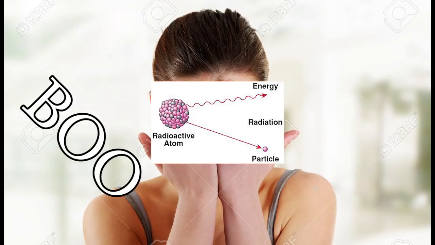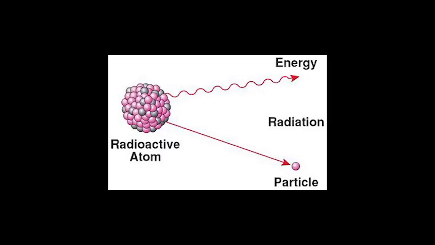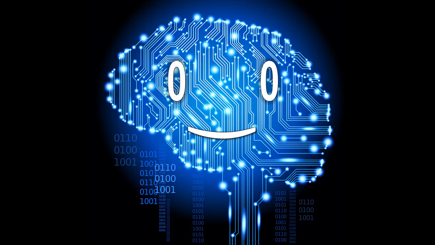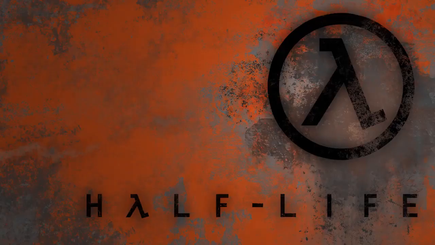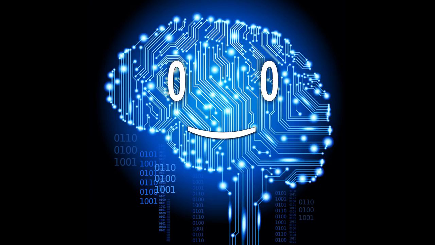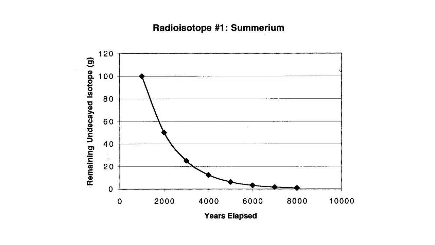It happens spontaneously, so there is no real way of predicting when this will take place. The only thing we know is the fraction of atoms that will decay over a period of time, and that is called half-life. And yes, that's the origin of the game's name. So to summarize, half-life is the time required for half a bunch of unstable atoms to decay.